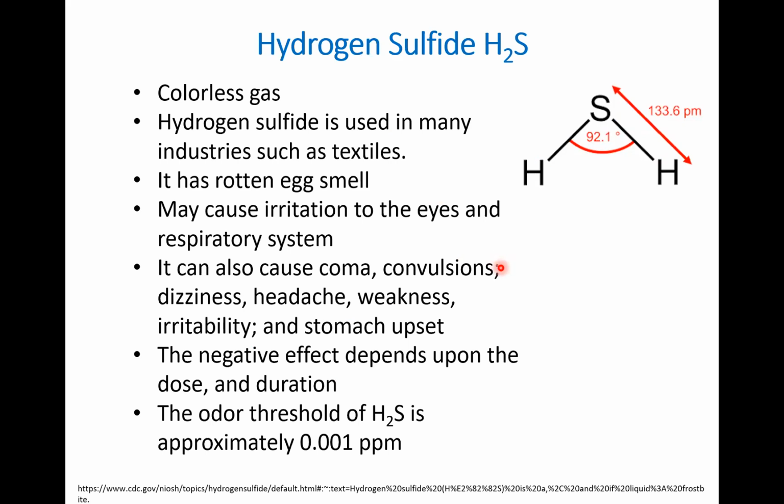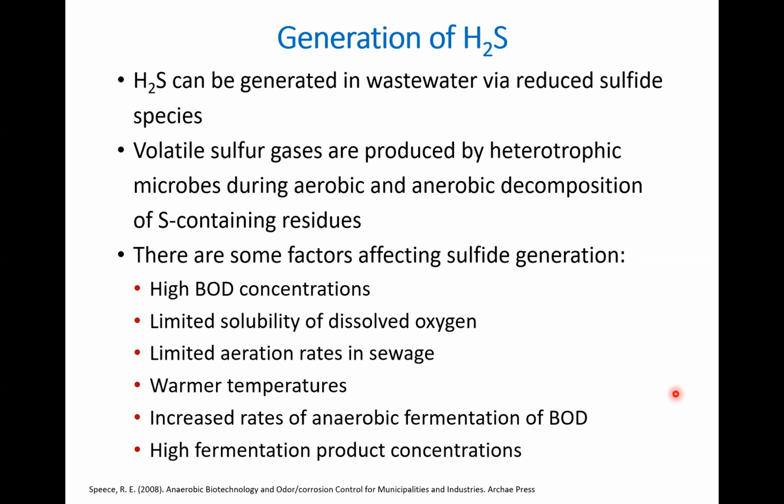The odor threshold is very low, so basically you can smell it if you have 0.001 ppm. So it's a very strong smell. So how can it be generated? It can be generated via reduced sulfide species. Also, like other volatile sulfur gases, it can be produced by heterotrophic microbes during aerobic and anaerobic decomposition of compounds that contain sulfur.